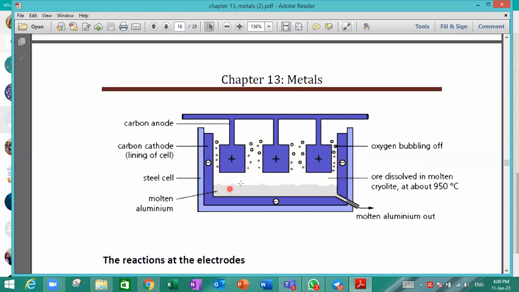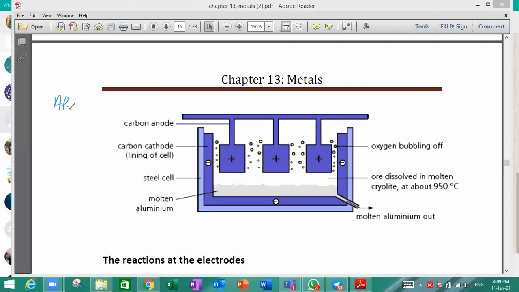And of course, we are going to place here the molten alumina, which is from the bauxite, together with the cryolite, and they dissolve together at 950 degrees Celsius. Okay, now we have in this container, as we said, aluminium oxide in the molten state, and this means that we have aluminium ions and we have oxide ions.